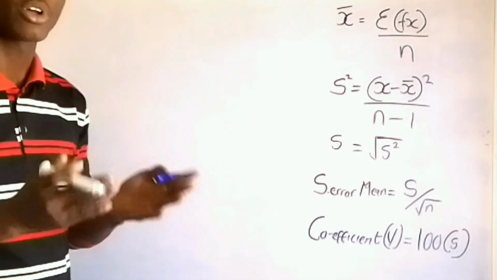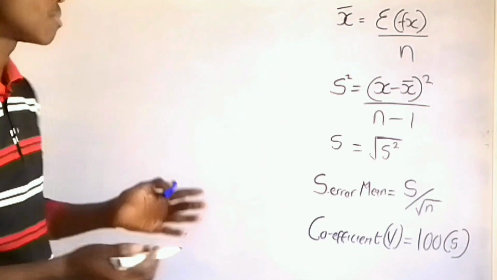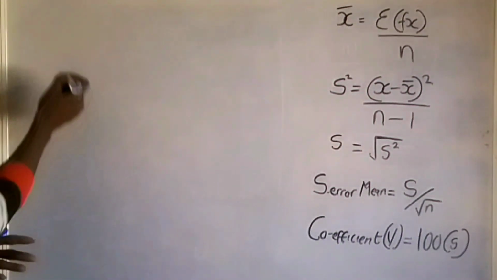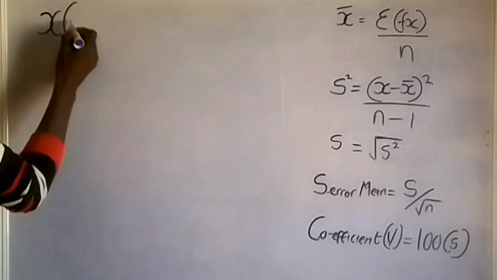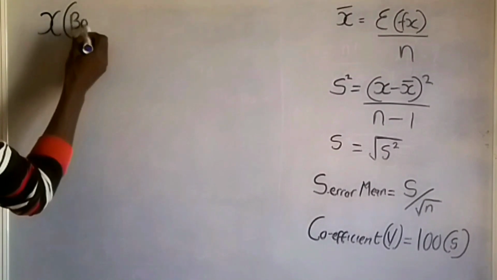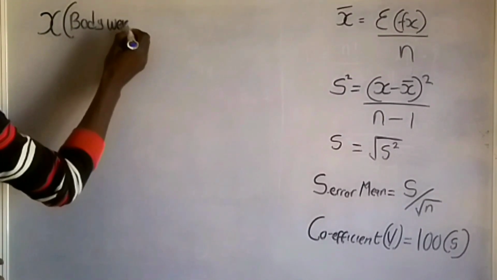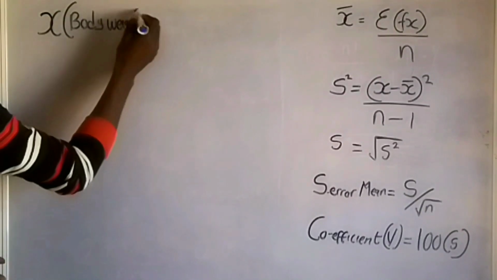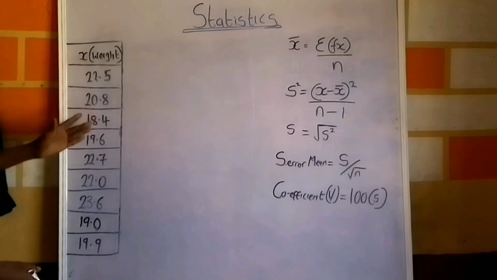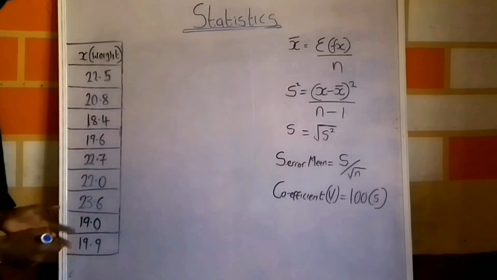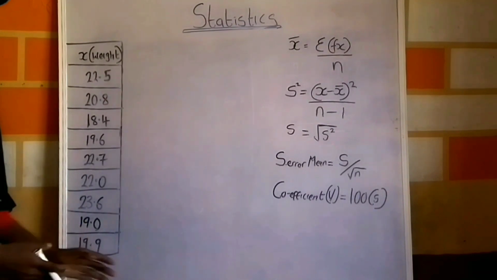Don't forget that the body weight is x. The body weight of the calf is x. Now I'm going to have the first column here, the body weight. X will be the body weight of the calf. So this is all the data for the body weight of all the calves. After creating the first column as the body weight of all the calves, you go back to your formula.